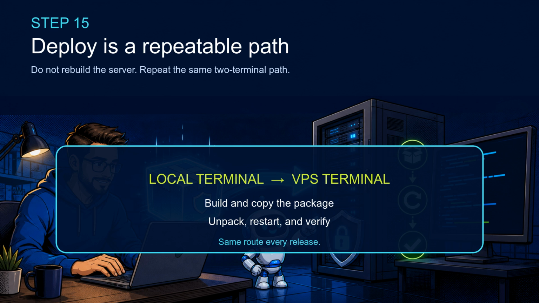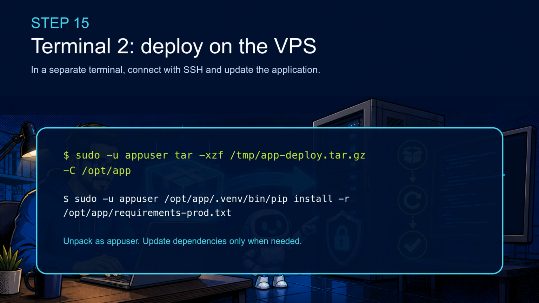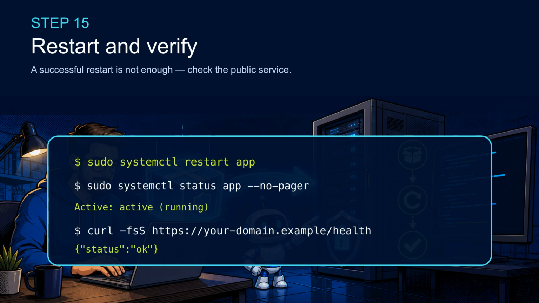For the next release, do not rebuild the server. Deployment follows the same two-terminal path every time. In your local terminal, run your local checks, build the package, and copy it to the VPS with SCP. In a second terminal, connected to the VPS with SSH, unpack the package as the application user, install any changed dependencies, restart the service, and check the public health endpoint.